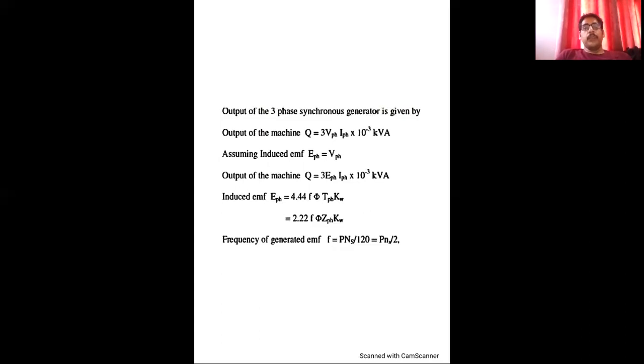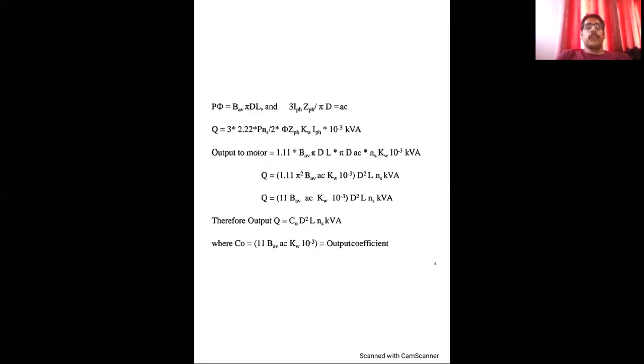Now substituting these values in the equation Q equals 3 EPH IPH into 10 to the power minus 3, you have this equation. The first term, that is P phi equals BAV pi D L, is the equation for specific magnetic loading. And the second term, that is 3 IPH ZPH upon pi D equals AC, is the equation of specific electrical loading. Now substitute the values of specific magnetic loading and specific electrical loading.